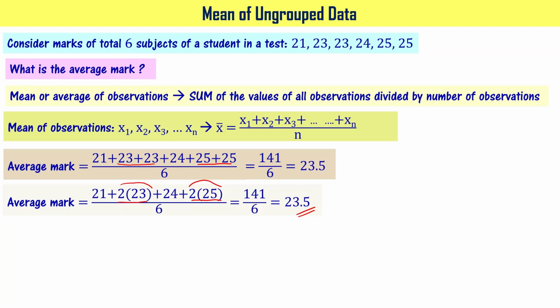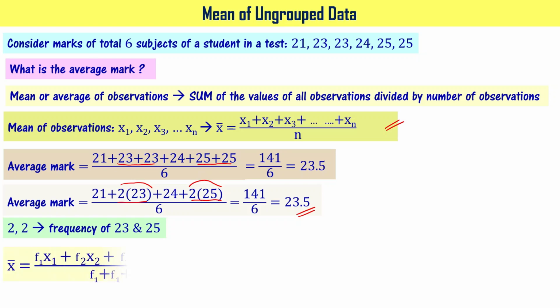It means this particular formula, x1 plus x2 plus x3 and so on up to xn divided by n, can be now modified and written as x bar equal to f1 x1 plus f2 x2 plus f3 x3 and so on up to fn xn divided by f1 plus f2 plus f3 plus f4 and so on up to fn, right? Here what does f mean? f means frequency.